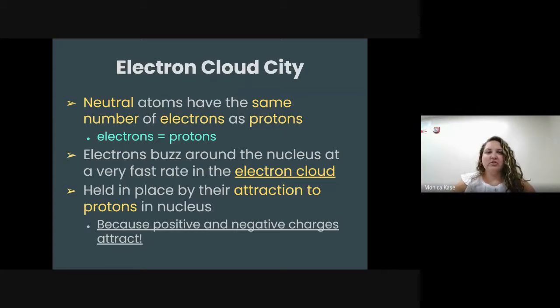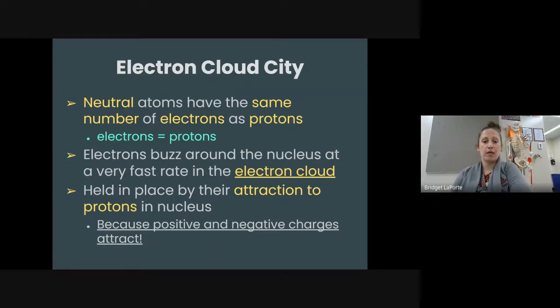Electrons are buzzing around the nucleus at very high and fast rates in the electron cloud. Again, things that are underlined and highlighted in different colors should also appear that way in your notes. They are held in place by their attraction to the protons in the nucleus, because the positive and the negative charges attract to one another. I'll add Joel saying that it must be true. Notice all of the color-coded pieces. Electrons equal protons in a neutral atom. That should be notated on your periodic table if you haven't already.